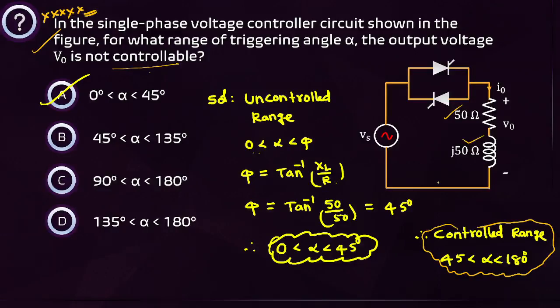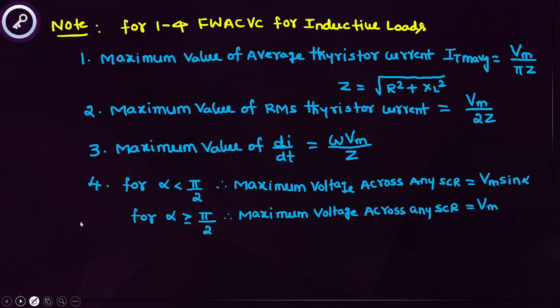Sometimes they don't give XL directly. They will give inductance. If inductance is given, how to calculate XL? XL equals 2 pi FL, students. Inductance is given, like this you calculate the XL. But here XL is directly given, no problem. Then tan inverse XL by R, 50 by 50, tan inverse 1 is 45 degrees. That is, 0 to 45 degrees the output is not controlled. Then what range is the output controlled? 45 to 180 degrees. This model is important.